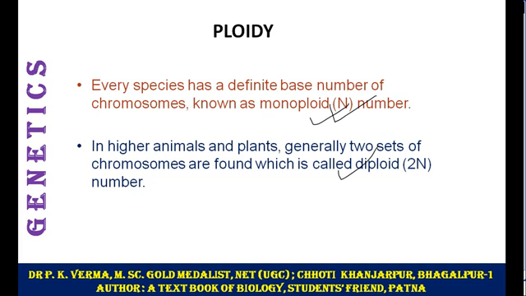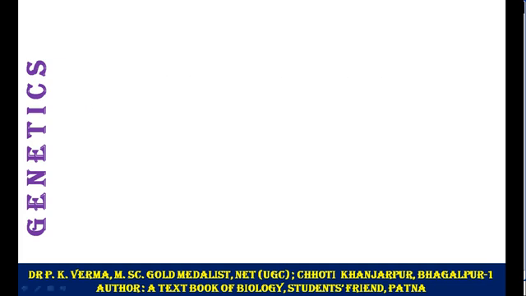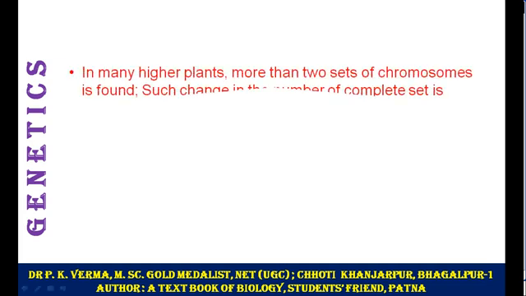The hybrid plants now used to grow food grains and vegetables are mostly polyploid. Such complete change in the chromosome number is known as euploidy, and if there are many sets, it is called polyploidy.